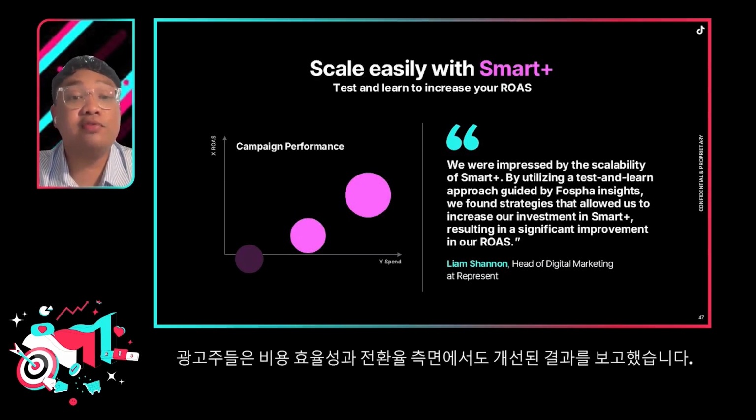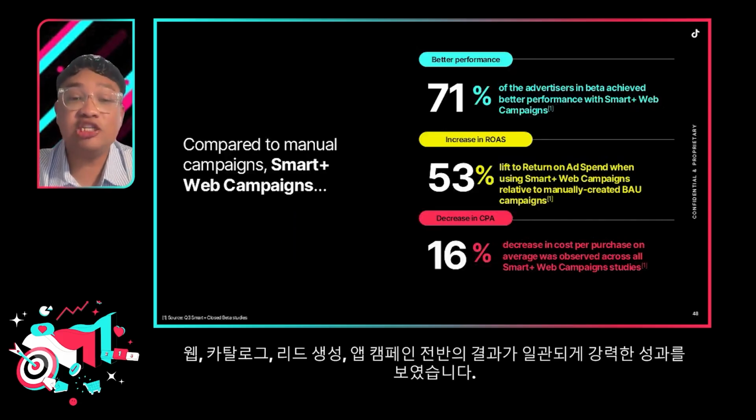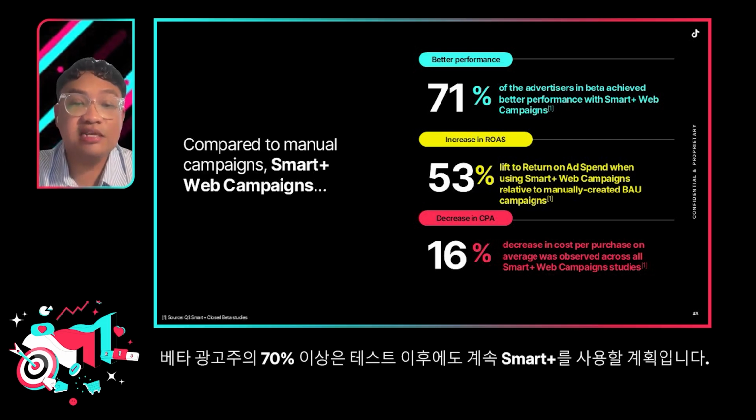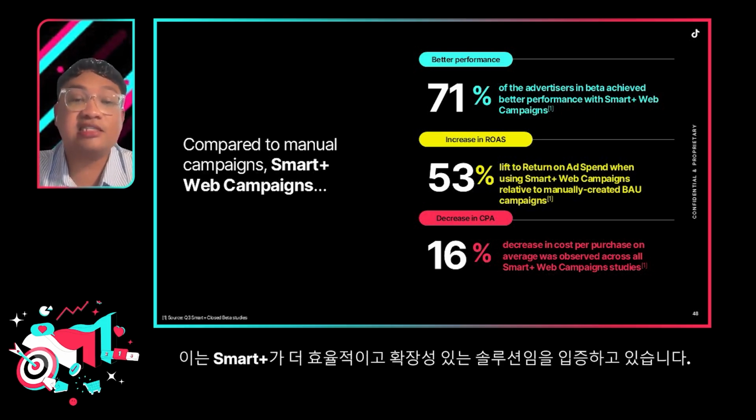Advertisers also reported improved cost efficiency and stronger conversion rates. Across web, catalog, lead gen, and app campaigns, the results are consistently strong. Over 70% of beta advertisers plan to continue using Smart Plus after testing. It's proving itself as a smarter, more scalable solution.